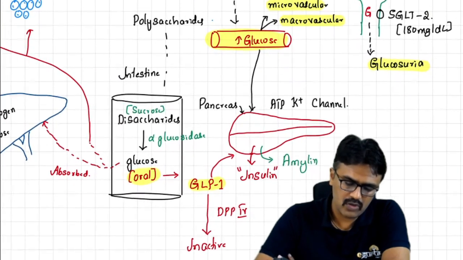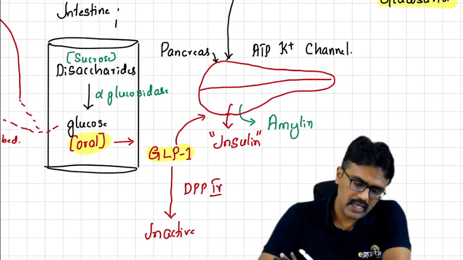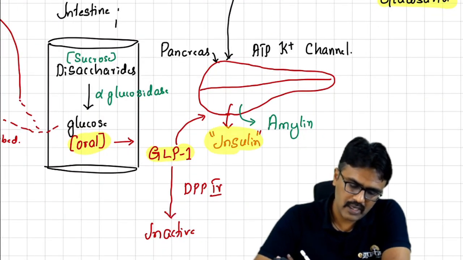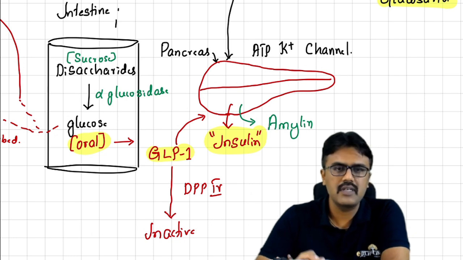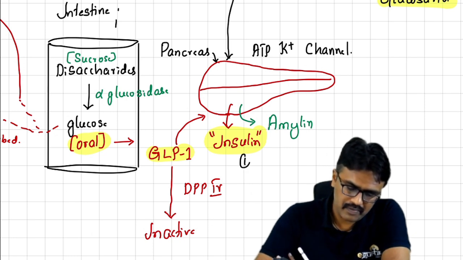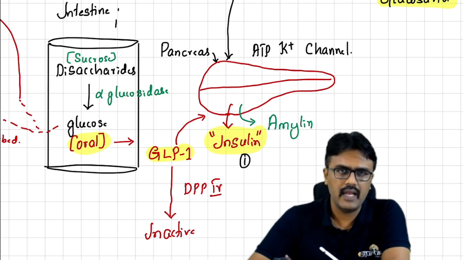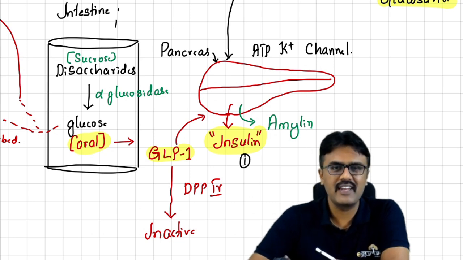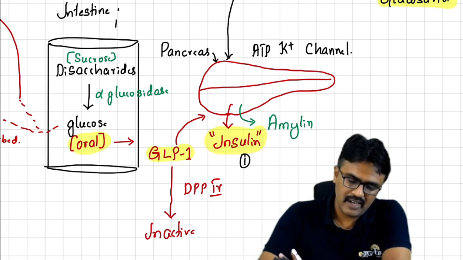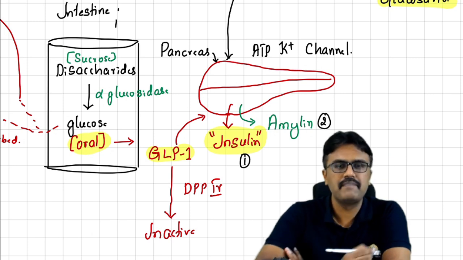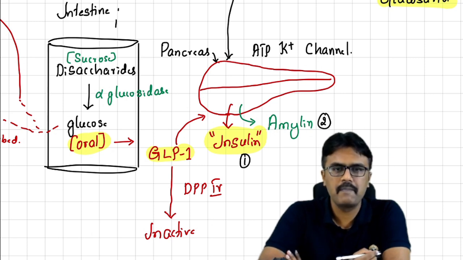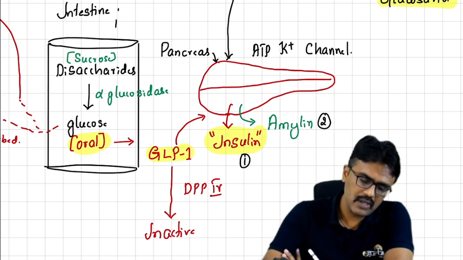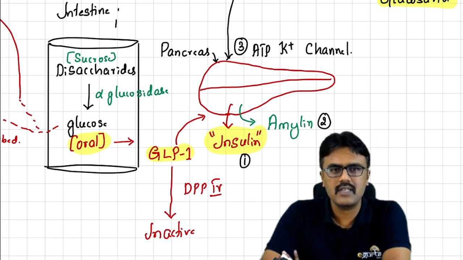Now first and foremost, if the patient doesn't have insulin, obviously you supplement insulin itself. We have the animals which can give insulin. We have the recombinant DNA technology from where we can get insulin. Second, you can mimic the amylin. The third, what we can do is we can affect these ATP sensitive potassium channels. I will tell you what is the role of them.